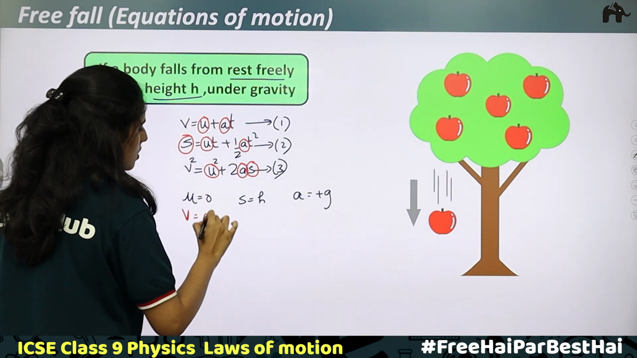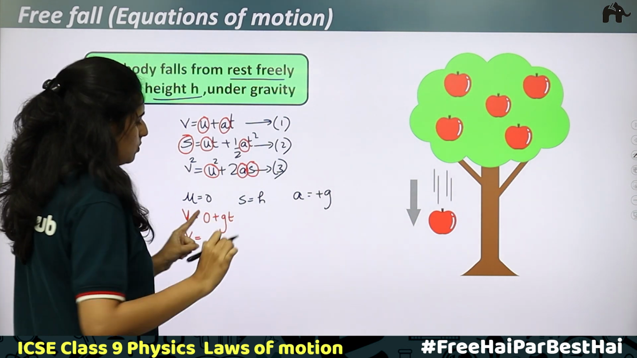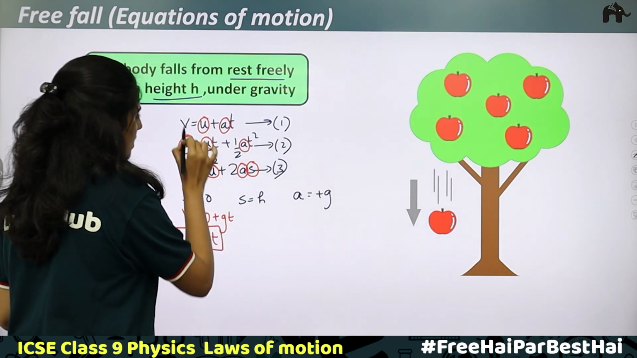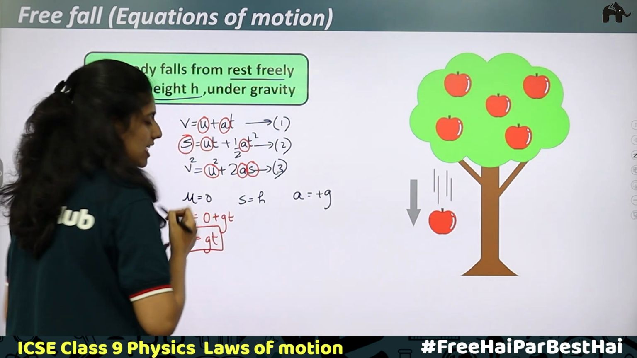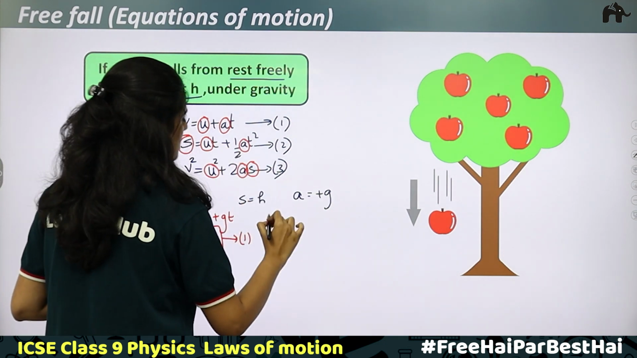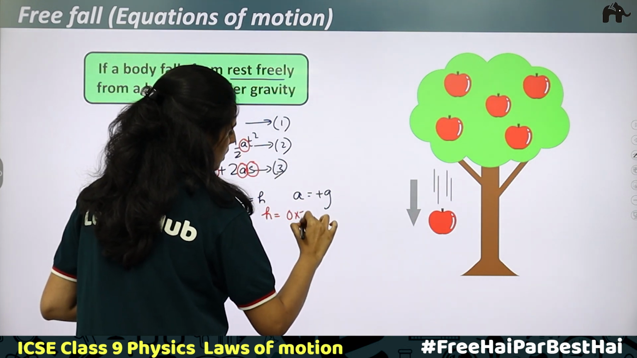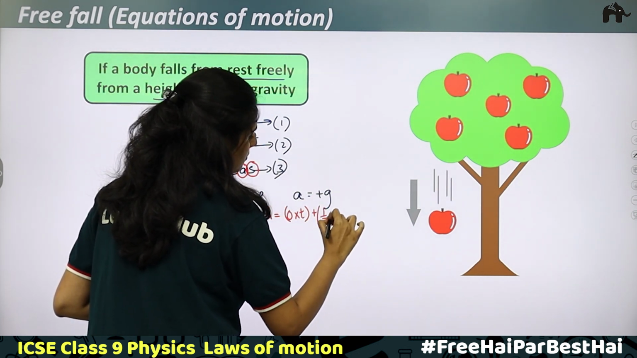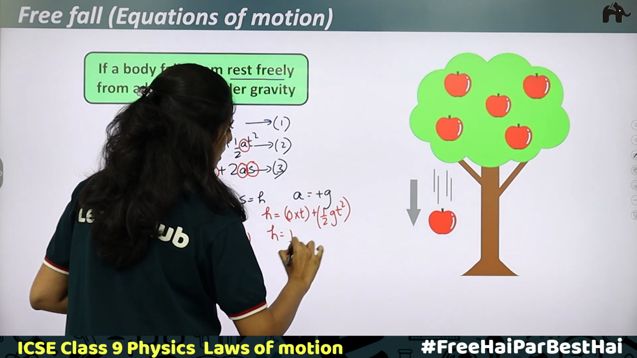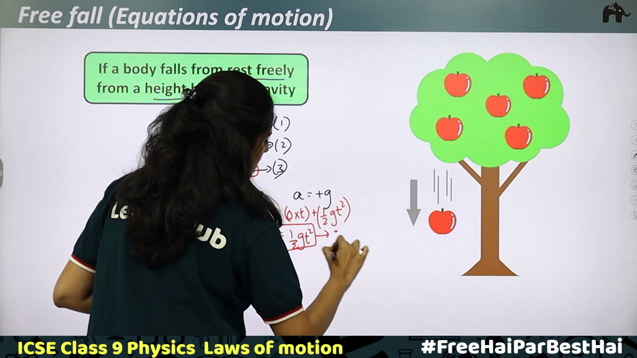Okay. So, what is the first equation then? V is equal to 0 plus GT, and the 0 you can omit. So, then you will be having V is equal to GT. V is the final velocity, G is the acceleration due to gravity, T is the time. Second equation, S is equal to UT plus half at square becomes H is equal to 0 into T plus half G T square. So, H is equal to half G T square. This is the second equation.